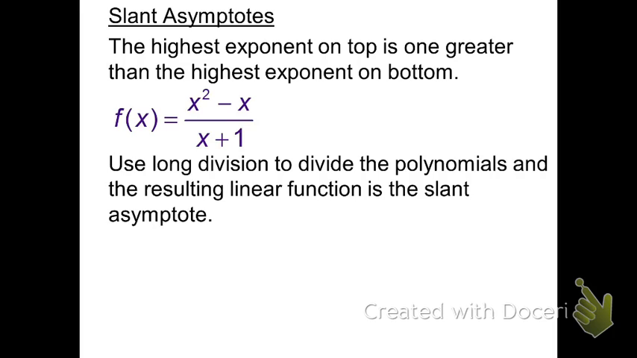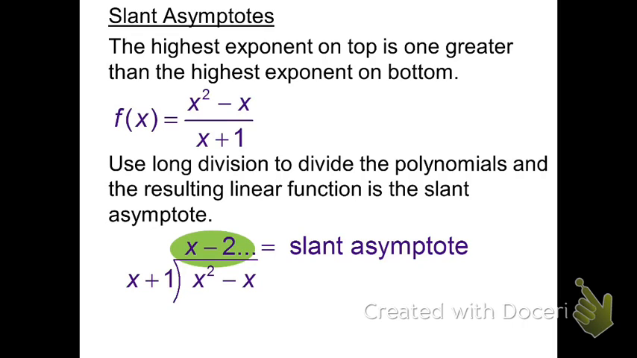So long division will tell us what the linear function is that results in the slant asymptote. So for example, if I use my long division and actually work this out, I didn't show the work here, but if I divided x squared minus x by x plus 1, the answer would be x minus 2. And then there might be some remainder. We don't need to know what the remainder is for this situation. We're just looking at this term, the x minus 2. That's the equation of the slant asymptote, y equals x minus 2. Okay, so those are all the different types of asymptotes for rational functions.